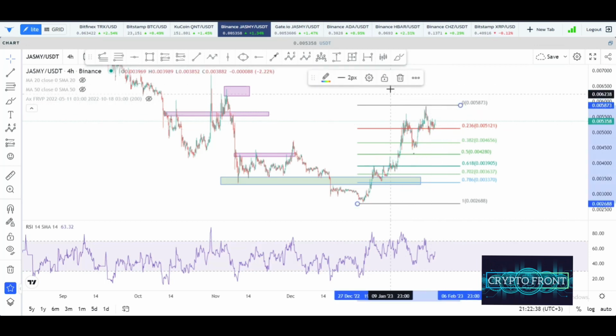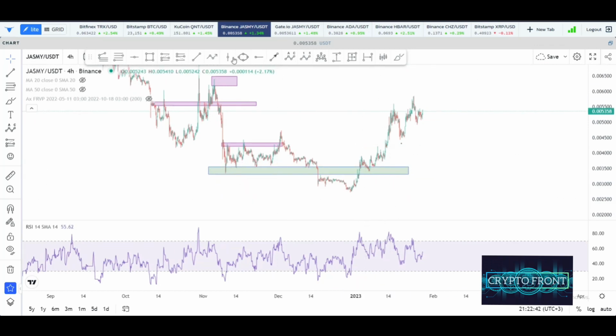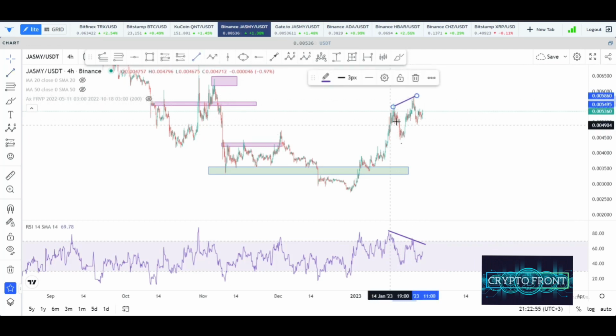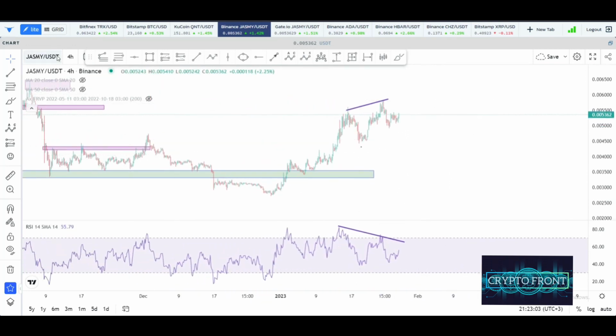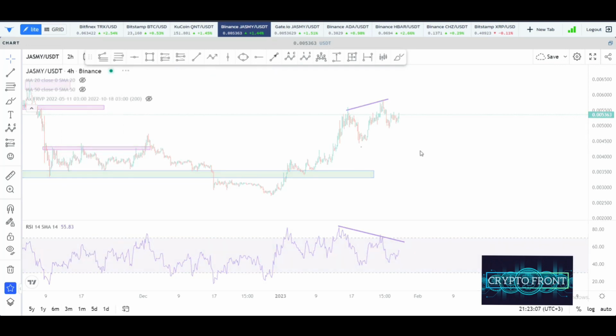Taking a look at the RSI, we can see some bearish divergence. It's obviously not the nicest thing that you want to see here, because you can see a downtrend in the RSI, yet you've got an uptrend in the price chart. You've got two tops at the very top, a higher high, and then you've got lower lows in the RSI. This is bearish divergence. And let's go to a shorter time frame to see if there is something much more bearish there.